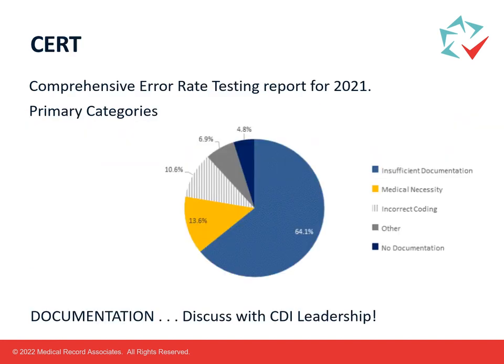I wanted to mention CERT because maybe you're not looking at the CERT report. It does provide some great information. This is the Comprehensive Error Rate Testing Report for 2021. Shows again issues surrounding documentation. This is a great report to look at and discuss with your CDI leadership. 64% has insufficient documentation. Insufficient documentation, and this is both a combination of inpatient and outpatient claiming.